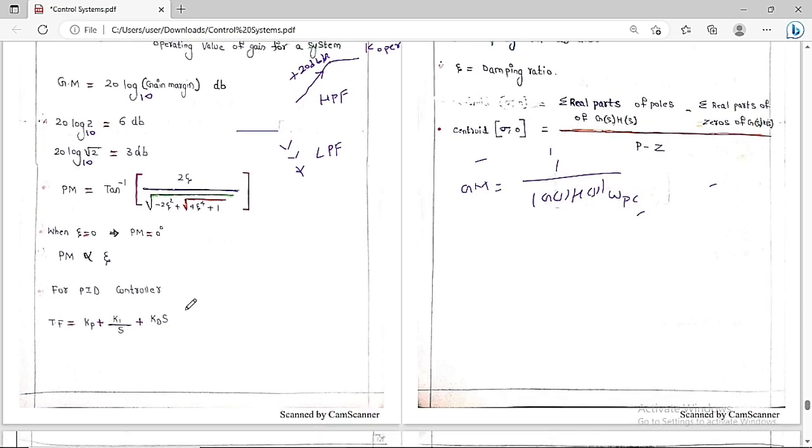The next point is the phase margin is equal to tan inverse of 2 zeta by under root of minus 2 zeta square plus under root of 4 zeta to the power of 4 plus 1.